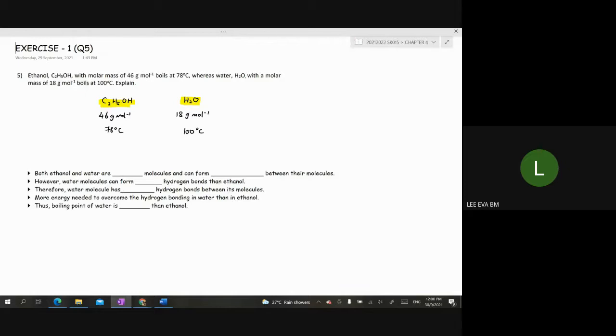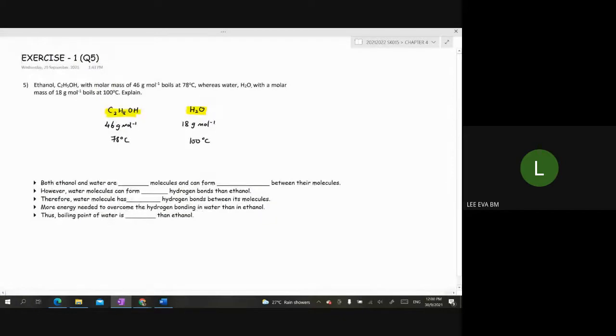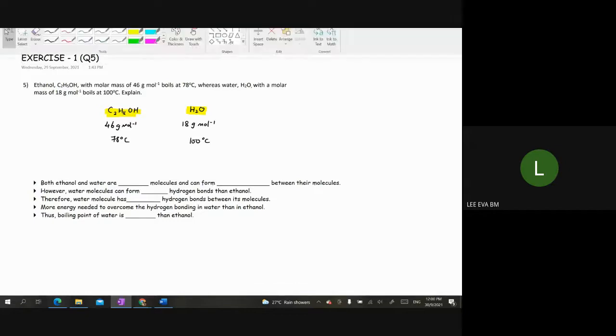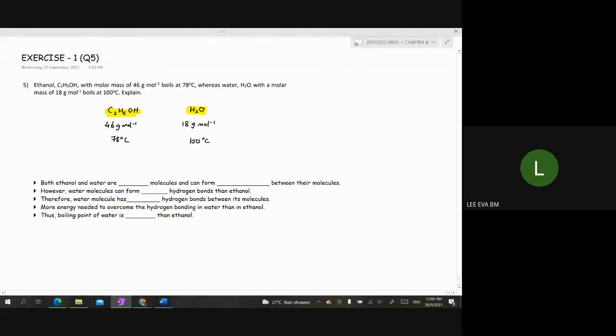Ethanol, molar mass 46 gram per mole. It boils at 78 degrees Celsius, whereas water, H2O, with a molar mass of 18 gram per mole boils at 100 degrees Celsius. Okay, so if you look at the information, Madam bring it into kind of like a table for you to compare. Kalau awak letak side by side, awak baru akan nampak dia punya comparison. Okay, so kita interpret dulu dia punya information sebelum jawab.